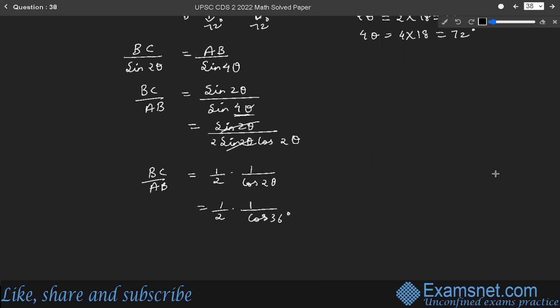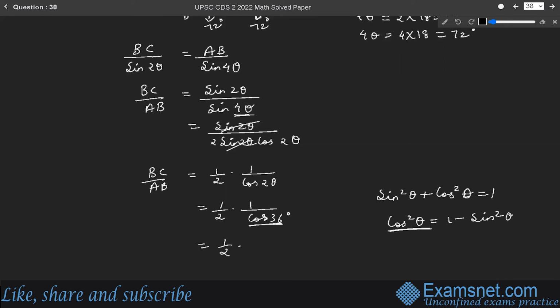So we know the identity, which is sine square theta plus cos square theta is equal to 1. So from here, cos square theta will be 1 minus sine square theta, putting the value here. You can notice that here there is cos square theta, but here there is only cos theta. So it will be divided by 2.